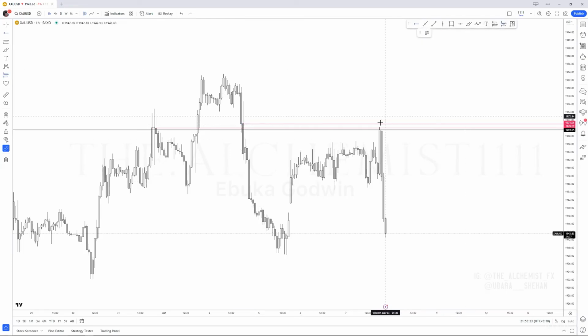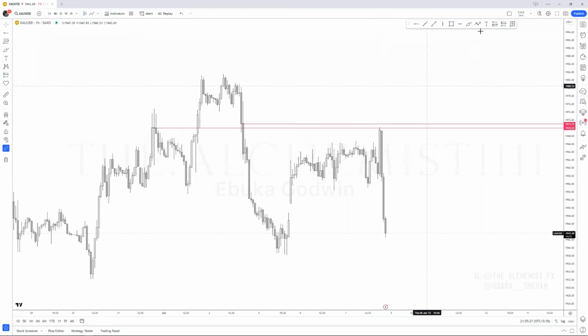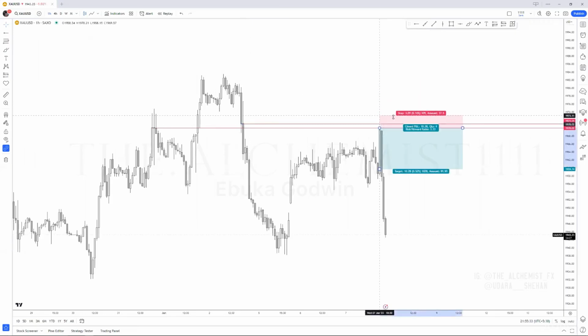Then that is when I determine my stop loss. Which zone am I going to take the sell from? I'm going to take the sell from this zone. Then I also know that there is another zone up here that the market could reach, so I'm going to place my stop loss above that. But my stop loss is always in between 20 to 30 pips.